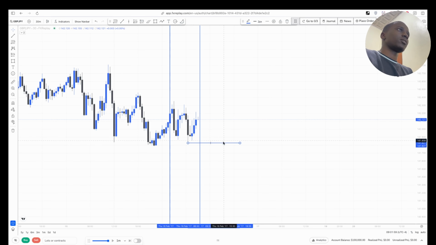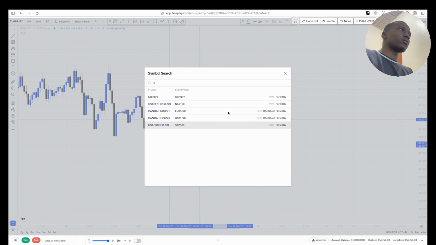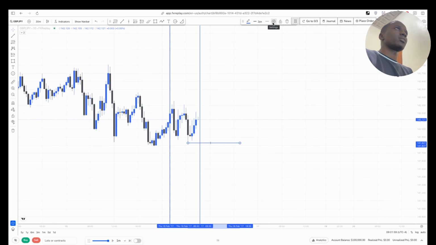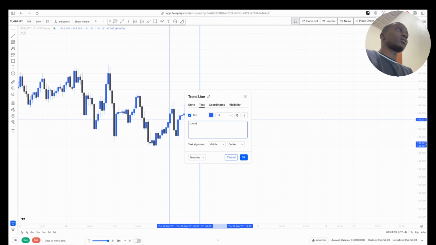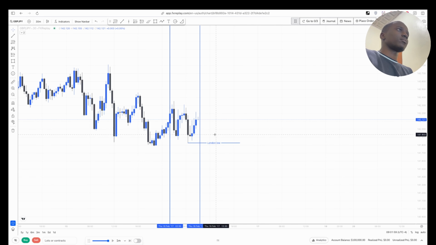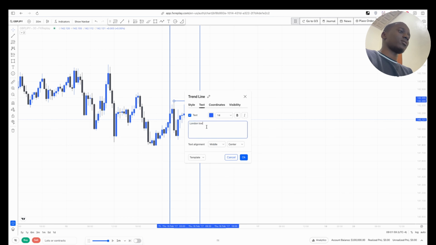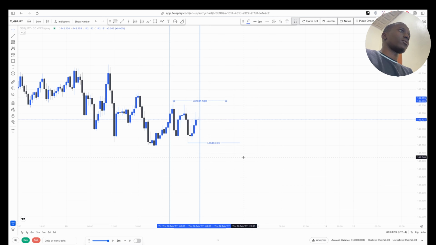Okay, something is wrong with this text though. Okay, so let's write it like this, London low. We can duplicate it and put the London high here, because this is the high that was in London. Let's extend it a little bit until the end of this session.